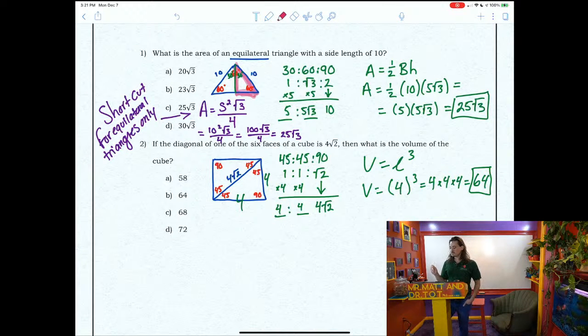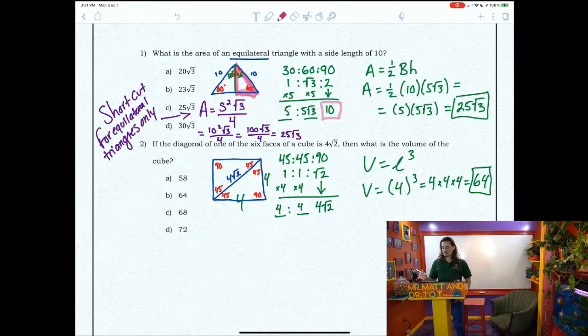But now you need to place the given value in the problem with the correct corresponding angle measure and side length ratio element. So we were given 10. 10 is opposite the 90-degree angle measure of that 30, 60, 90 triangle. So I put it underneath of the ratio element 2 that corresponds to the 90-degree angle.